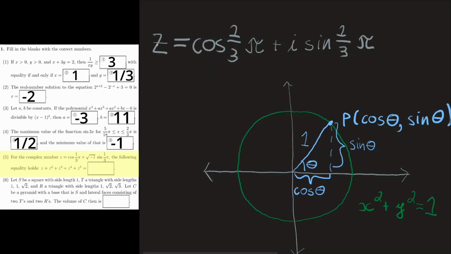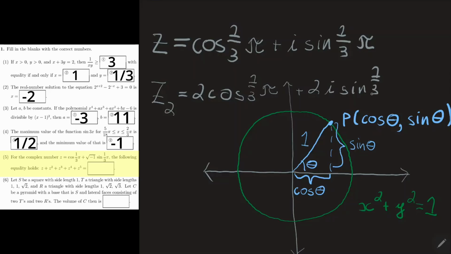Right now z has a radius of 1, but if it had a radius of 2, it would instead look like this. Let me do z2. It would look like 2 times cosine of 1 over 3 pi plus 2 times i times sine of 1 over 3 pi. But of course in our question it's just 1, and that actually makes this question a lot easier. If the radius wasn't 1, it'd be a lot more complicated, but that's just something to keep in mind.